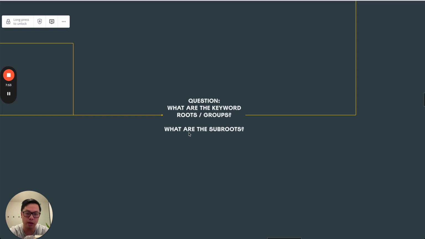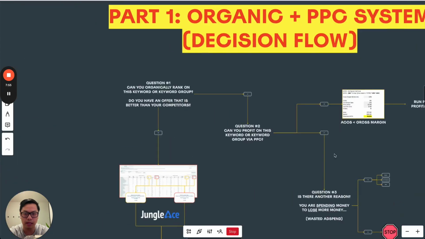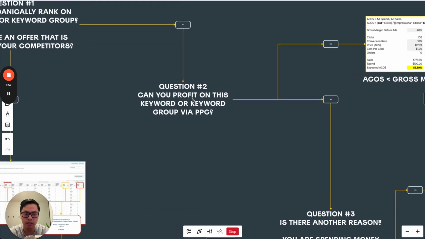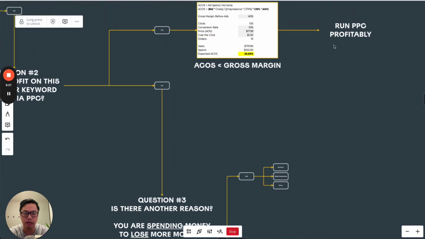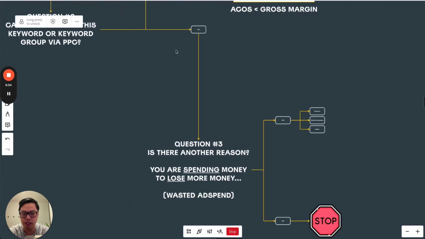And if you can't win, again, it goes back down this decision tree. Are you profitable via PPC? If the answer is yes, run it all day long. If the answer is no, there better be another reason. Otherwise, you're just losing money.